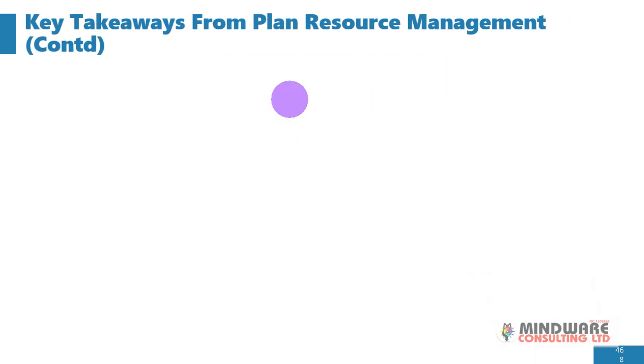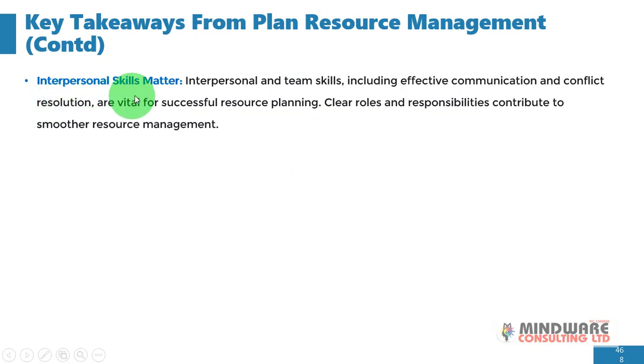So continuing with the key takeaways, we also have interpersonal skills. You're going to be considering interpersonal skills, like I mentioned before. Interpersonal and team skills, including effective communication and conflict resolution, are vital for successful resource planning. Clear roles and responsibilities contribute to smoother resource management. So your interpersonal skills as well as that of your team matter a whole lot.